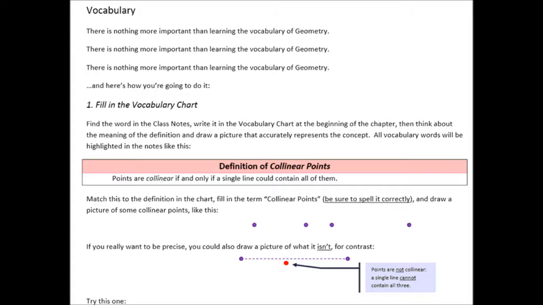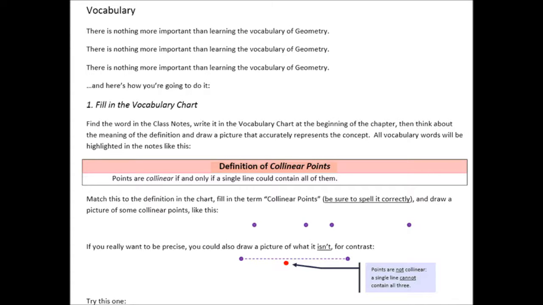Let's start with vocabulary. There is nothing more important than learning the vocabulary of geometry. Normally I won't read these verbatim, but as you may guess, this one's kind of important. We're going to learn it. If you want to write a song with those as lyrics, please feel free and share it with the class.